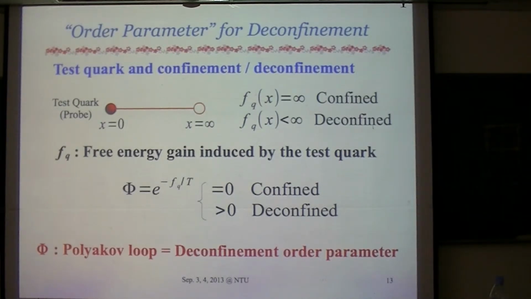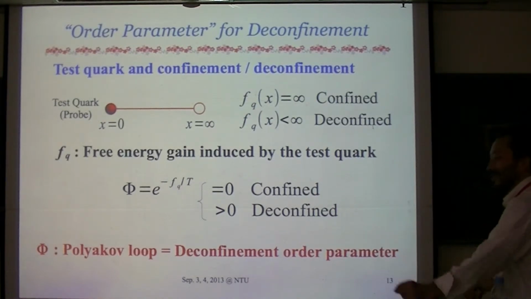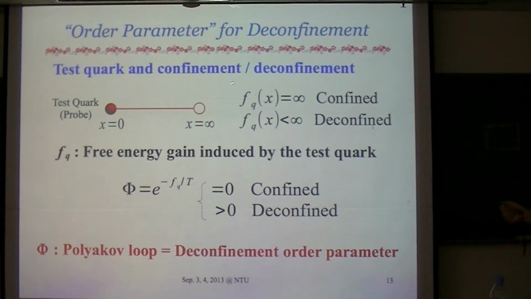Okay? And if this system is in the confined phase, the energy gain by the presence of a single quark must be infinitely large. Otherwise, you can put quarks inside of the system. And then that situation is far from confinement, right? So confinement means you need infinitely large energy to put one test quark. That is the situation in the confined phase.